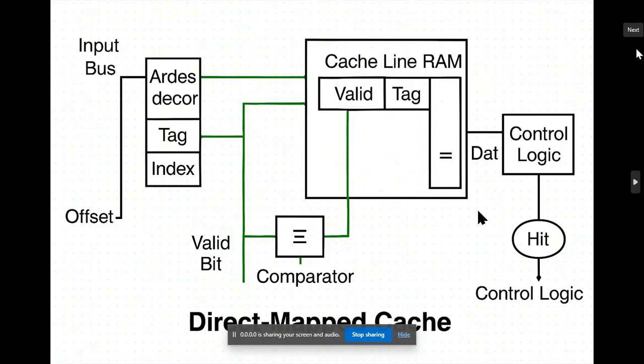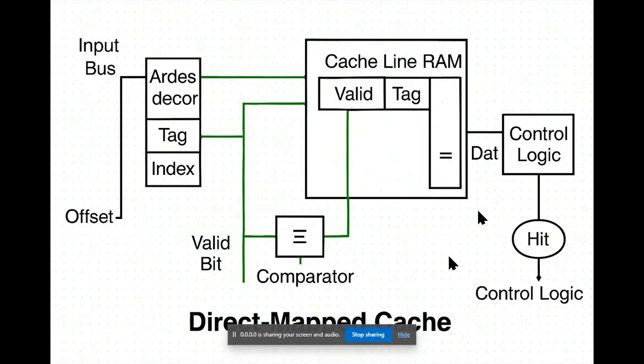What we have right here is a direct mapping. This is a direct mapping cache system. A direct map cache system is a memory cache organization where each block of main memory can map to only one specific cache line. It is simple and fast, but not very flexible.